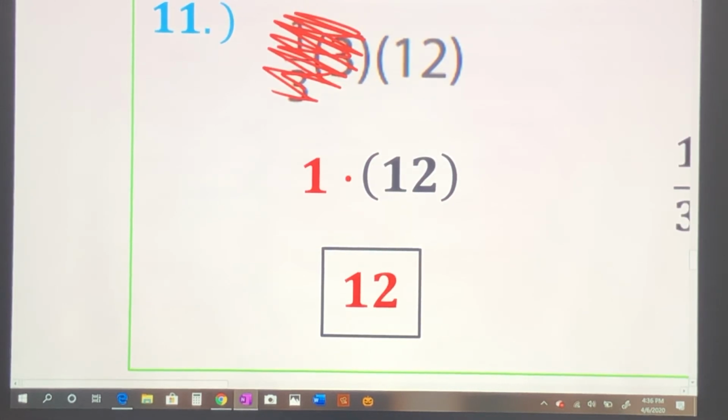Raise your hand if you got that right. Ah, I got you again. I knew it. All right, number 12.